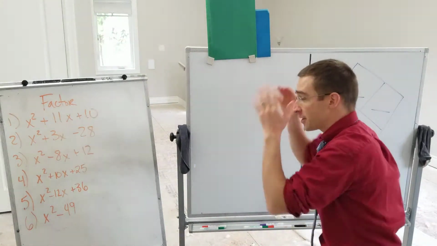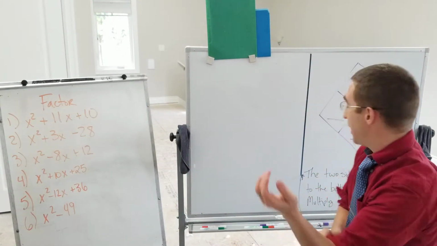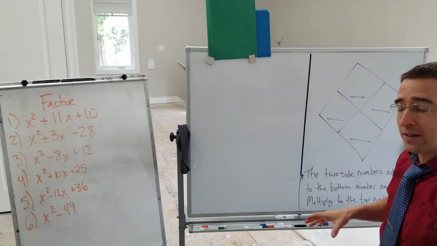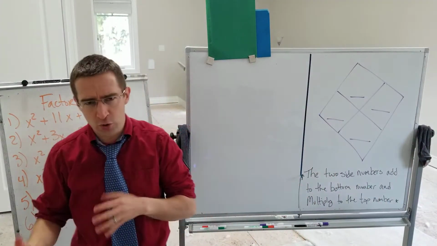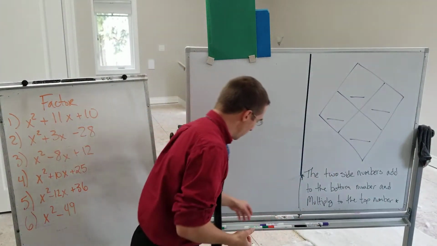So what I'm going to do is just run through these 6 examples. I'm going to use the diamond problem method as kind of a structure to get there. So let's just jump right in.